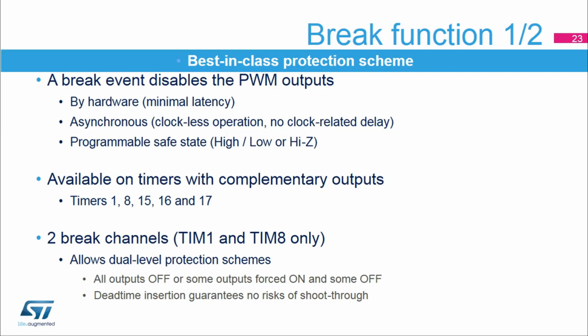Let's consider, for instance, that the fault occurs when the high-side PWM is on, while the safe state is programmed to have high-side switched off and low-side switched on. At the time the fault occurs, the system will first disable the high-side PWM and insert a dead time before switching on the low side.